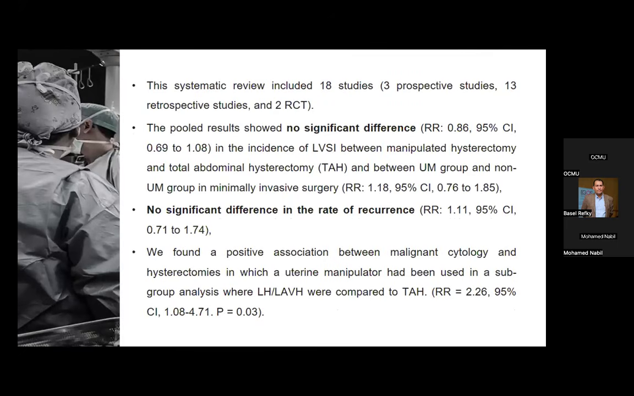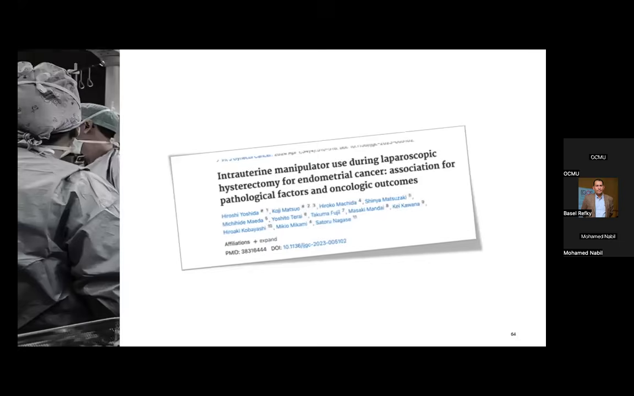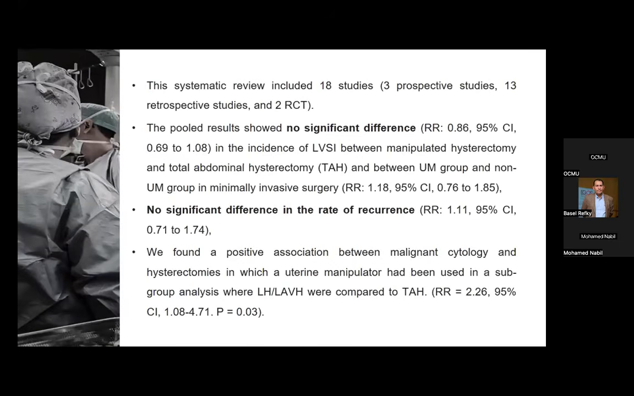The systematic review included 18 studies. The pooled results showed no significant difference in the incidence of lymphovascular space invasion between the manipulator group and the non-manipulator group. No significant difference in the rate of recurrence was found. But we found a positive association between malignant cytology and the hysterectomies in which a manipulator had been used, in a subgroup analysis where laparoscopic hysterectomy and laparoscopic-assisted vaginal hysterectomy were compared to abdominal hysterectomy. So maybe it didn't influence the survival, but it influenced the peritoneal cytology.